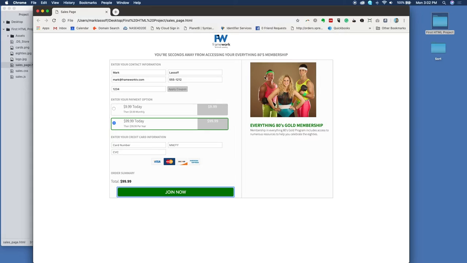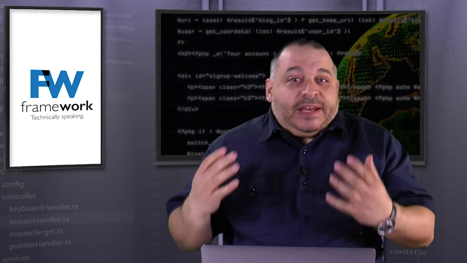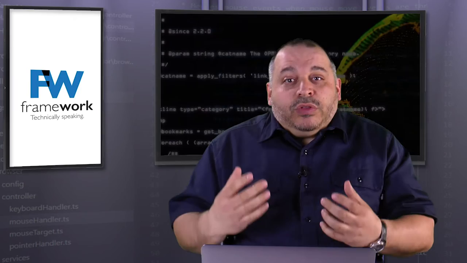On the right-hand side of the form is a little summary of what they're ordering, the Everything 80s Gold membership. Now you should realize this is a non-functional form in that when you click the join now button, nothing happens. We haven't wired it up to an e-commerce site or database or any of that. This is simply the front-end: HTML, CSS for styling, and JavaScript to make the interactivity work. So we're only using the front-end technologies and mainly the HTML and CSS.